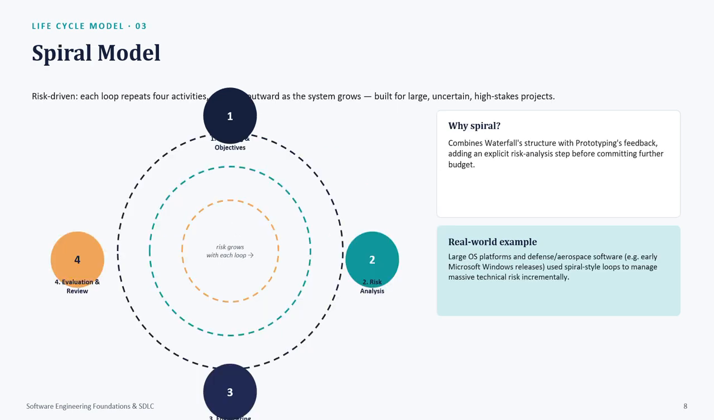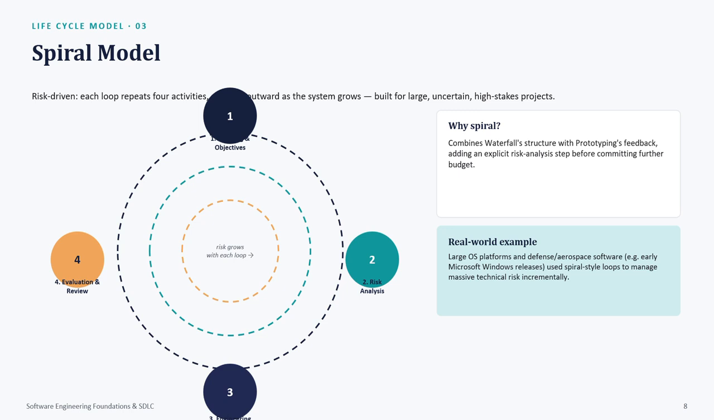In the next part we will see the spiral model. In a spiral model, we will see first objectives, then risk analysis, then formatting, then evaluation and review. Let's confirm this spiral model.